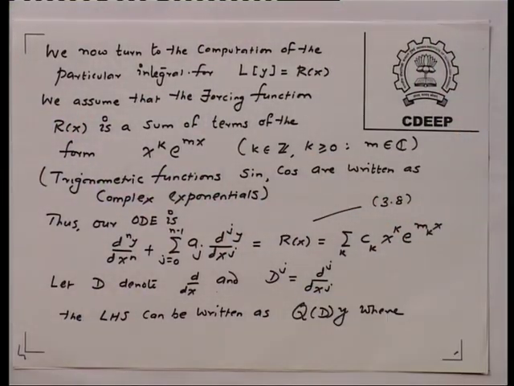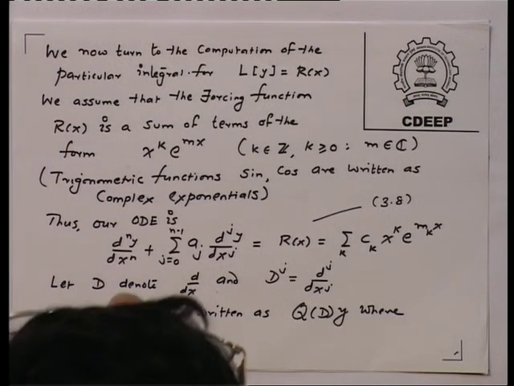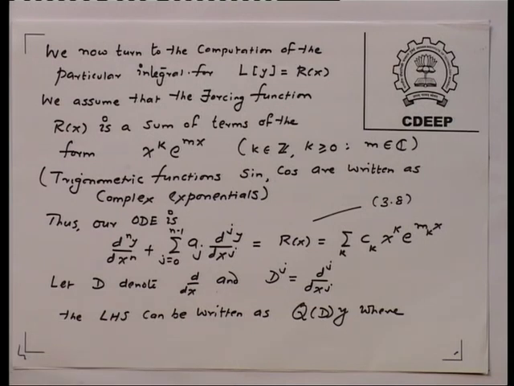Okay. So, now let us proceed to the computation of the particular integral for Ly equal to Rx. Assume that the forcing function Rx is a sum of terms of the form x to the power k e to the power mx, where k is a non-negative integer, and m is a complex number. Why is m complex? I don't want to give a special treatment to trigonometric functions. Trigonometric functions are special cases of exponential functions. So I will just study the case of exponential functions, and the case of trigonometric functions follows. Okay, that's a correct way to do it, and that's a modern way of doing it.